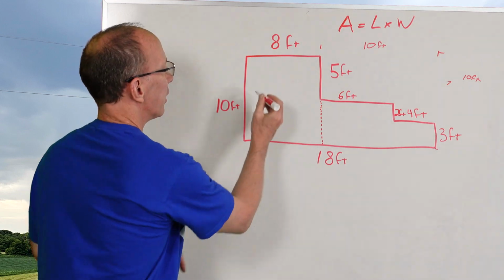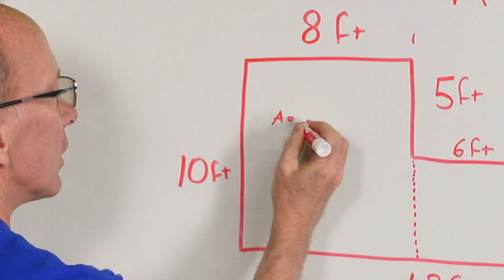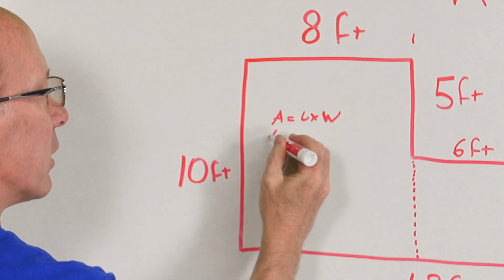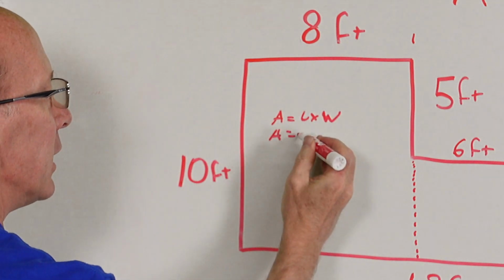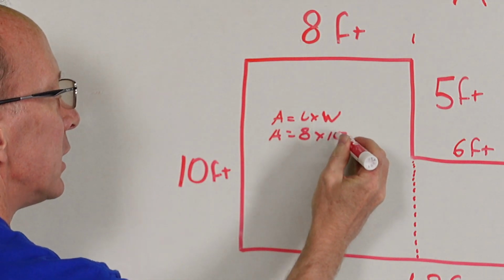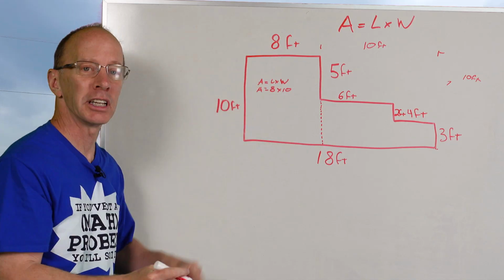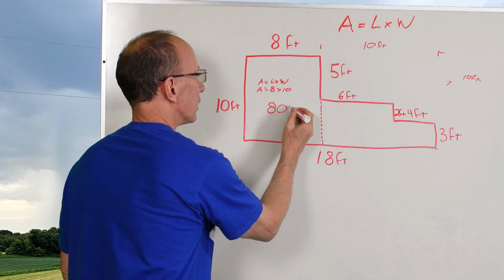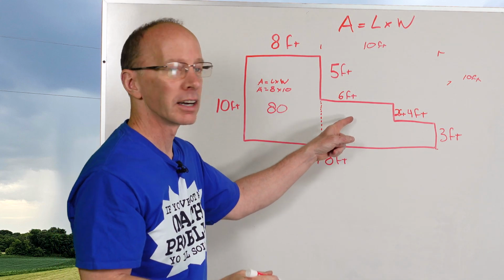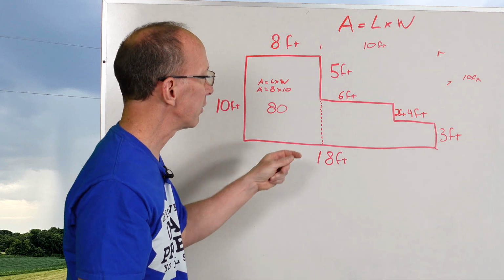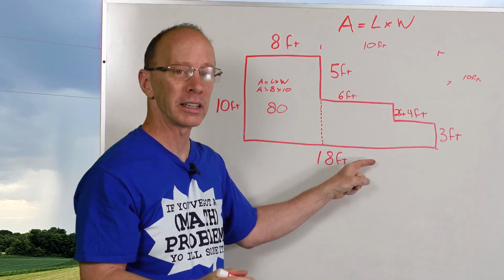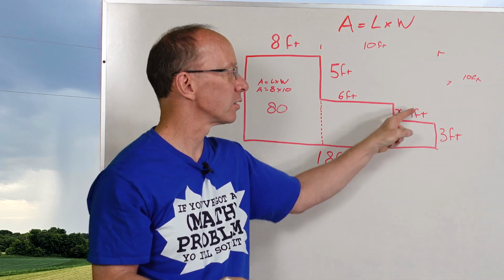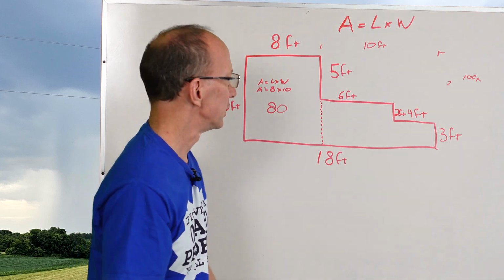I know from here to there is 8 feet, and from here to there is 10 feet. So area right here is length times width. And so that would be 8 times 10, okay? So 8 times 10 is 80. So I have 80 right here. Now I need to figure out this part right here. Now there's a lot of different ways you could do that. I could separate it as rectangles, or I can do this big one right here and then subtract this little spot right here. I'm just gonna use addition today.